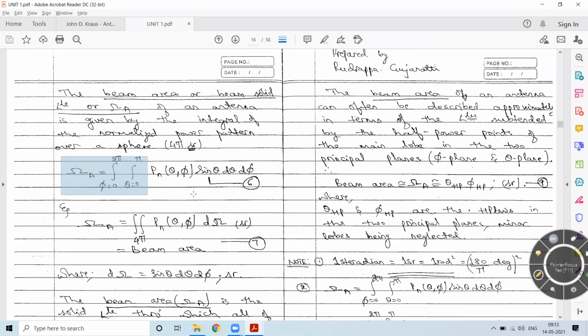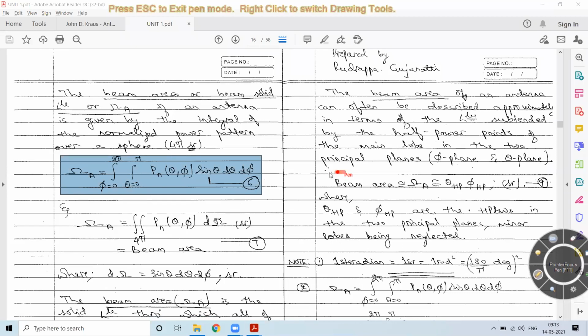So this equation is called the exact equation, and we can obtain even the beam area or beam solid angle if I know the half power beam width. In order to obtain that, we can utilize this equation, where omega A, that is the beam area or beam solid angle, is the product of the half power beam widths along the theta and phi directions respectively.